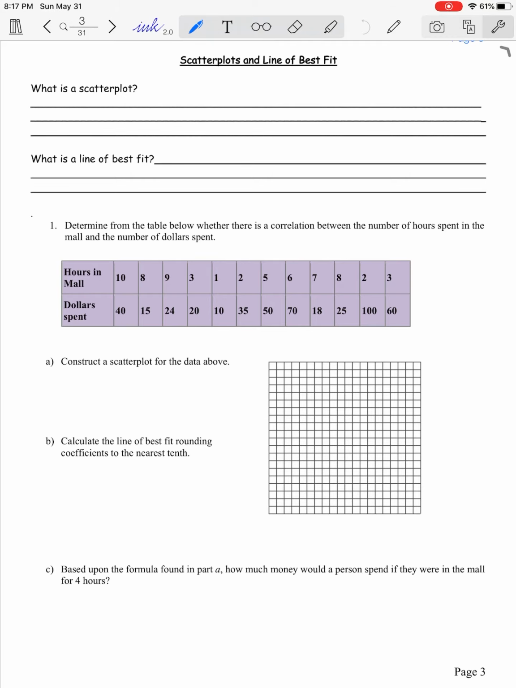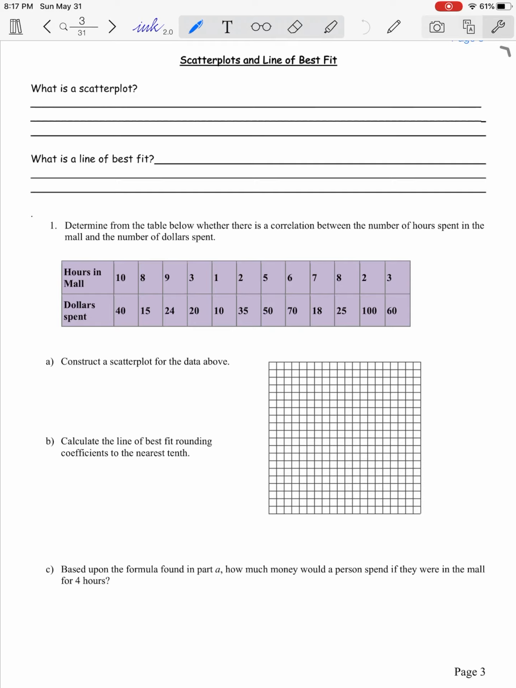It is Unit 17. It is called Scatter Plots and Line of Best Fit. You could either print out the packet, or you can just take out a piece of paper and do the work on there, whatever works best for you. So I am opened up to the first page of the packet, which actually says page 3. It says, what is a scatter plot?